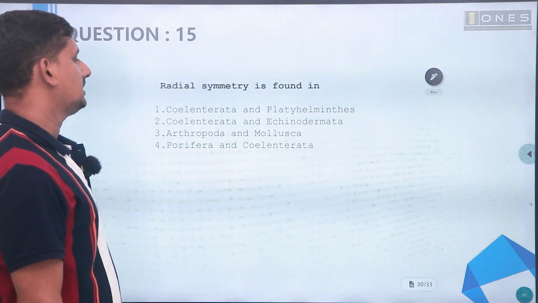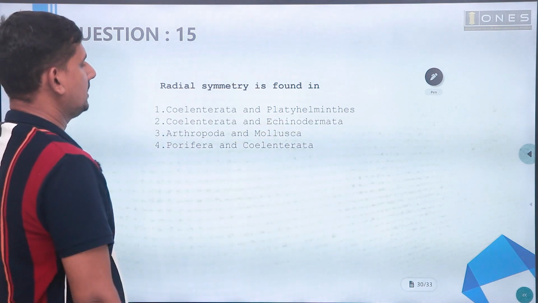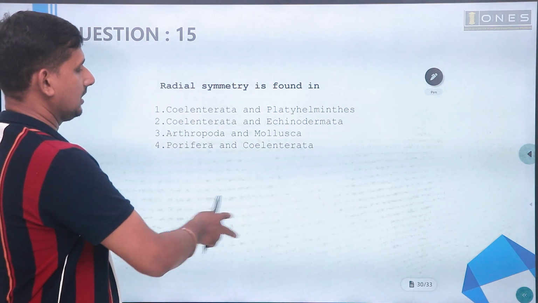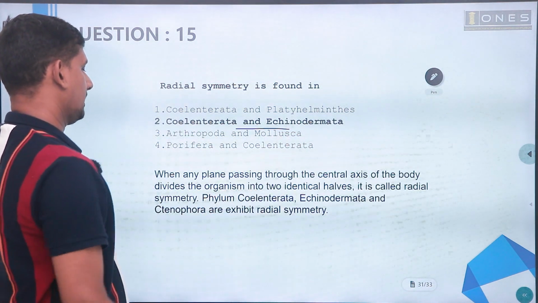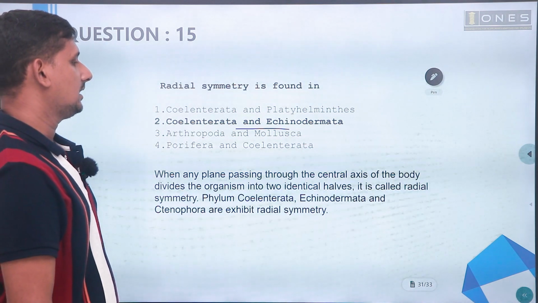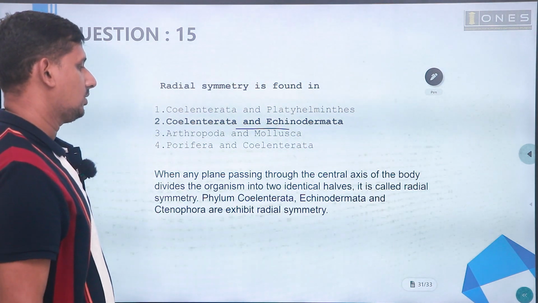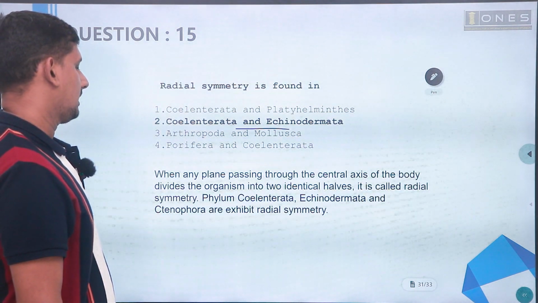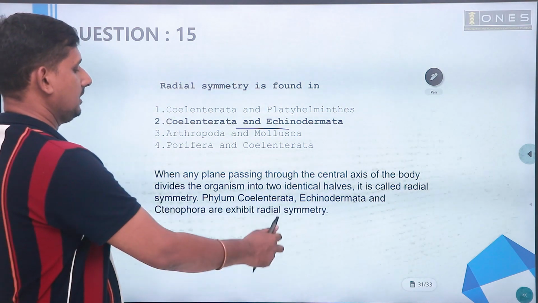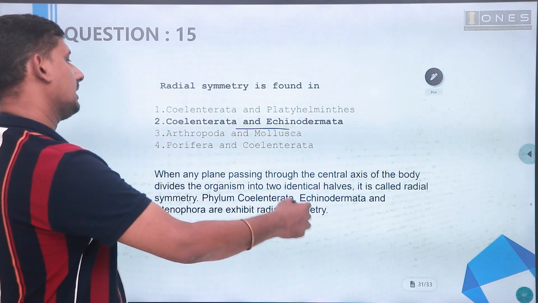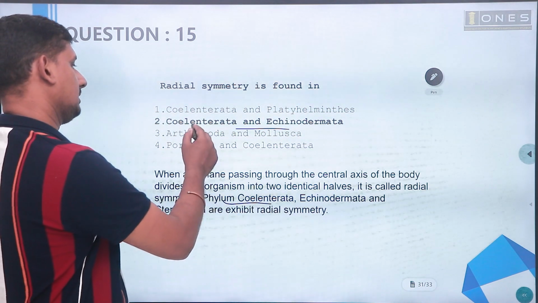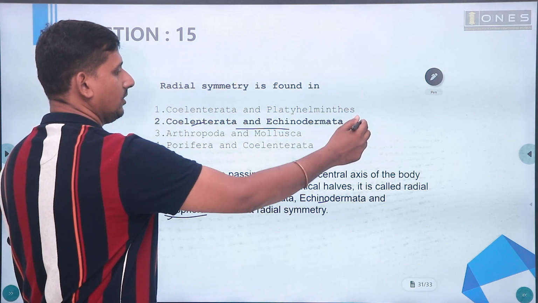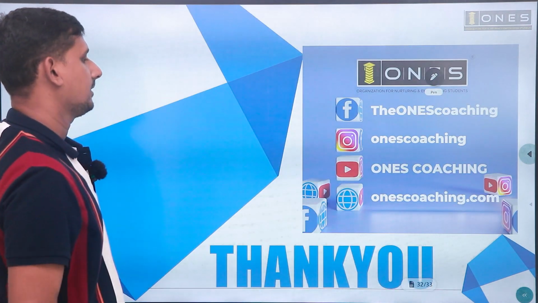So next question is radial symmetry is found in Coelenterata and Platyhelminthes, Coelenterata and Echinodermata, Arthropoda and Mollusca, Porifera and Coelenterata. So the right option is Coelenterata and Echinodermata. When any plane passing through the central axis of the body divides the organism into 2 identical halves, it is called radial symmetry. Phylum Coelenterata, Echinodermata, and Ctenophora exhibit radial symmetry.